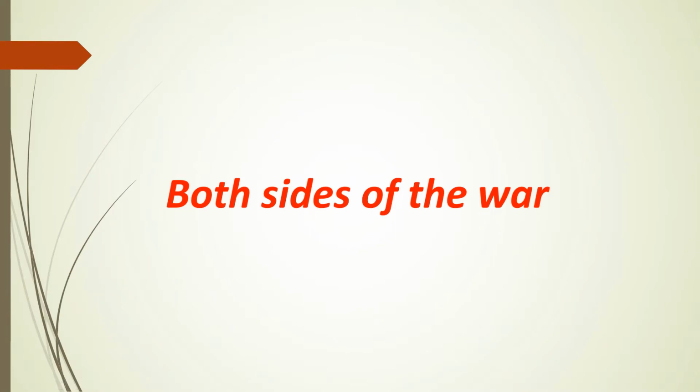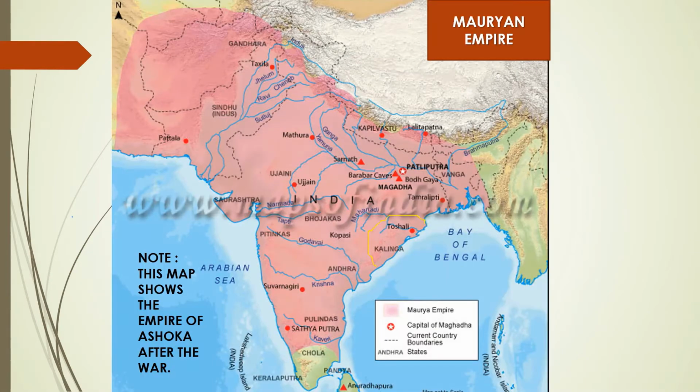Before knowing the war, we should know both sides of the war. So, this is the first. Let's know about the Mauryan Empire. This map shows the Mauryan Empire. Note, this map shows the empire of Ashoka after the war. Ashoka was the king of Mauryan Empire. He was the third king of Mauryan dynasty, founded by Chandragupta Maurya.